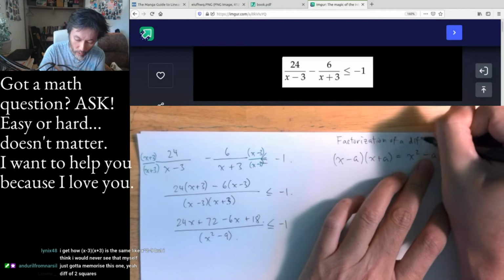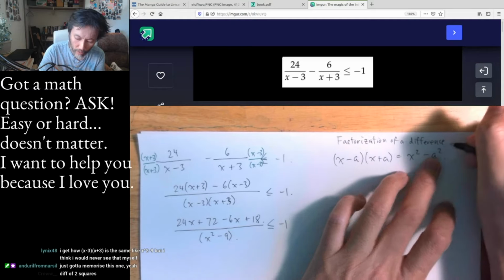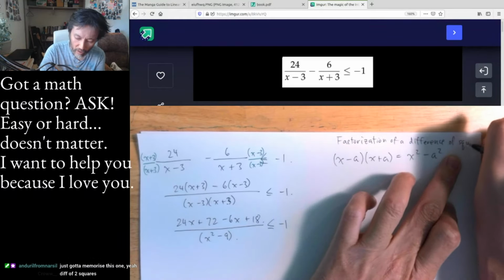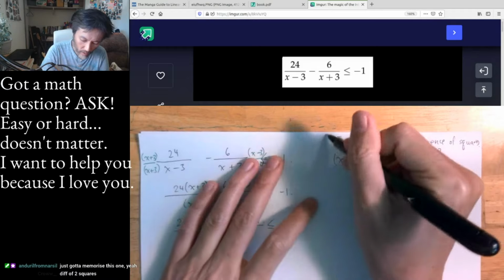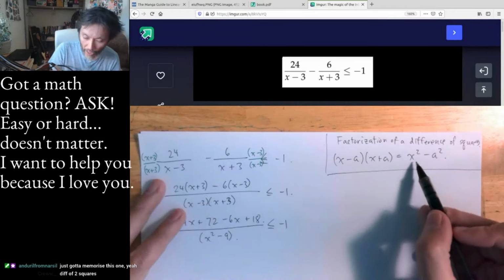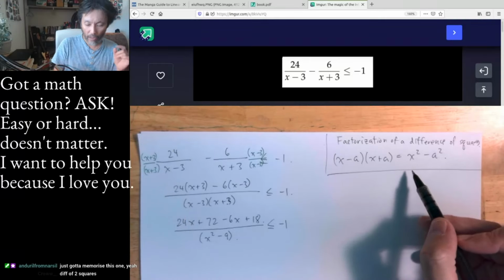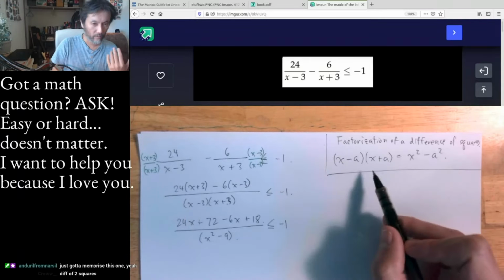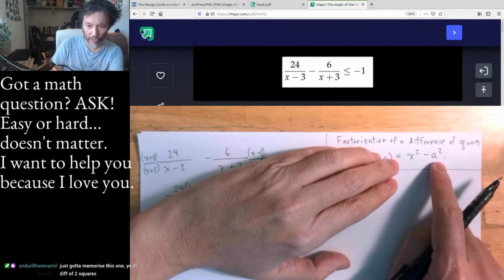This is like the words that are used. This is the words. And a difference of two squares. Why is it a difference of two squares? x squared minus a squared. That's why. You see? Difference of squares.